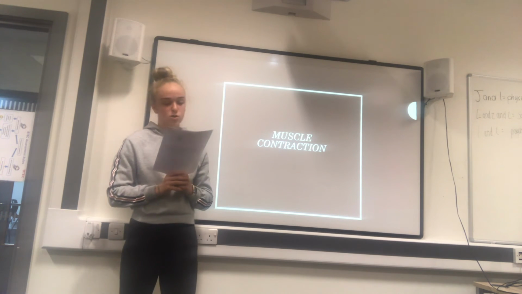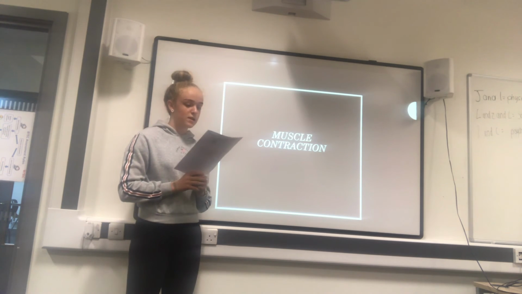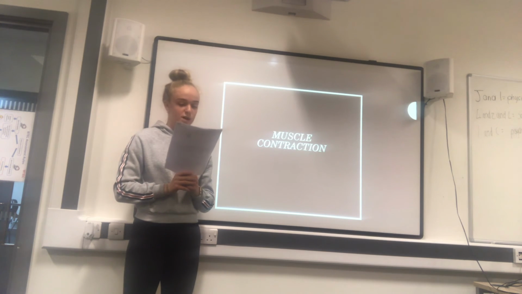Concentric contractions are those which cause the muscle to shorten as it contracts. An example is bending the elbow from straight to fully flexed, causing the concentric contraction of the bicep muscle. Concentric contractions are the most common type of muscle contraction and occur frequently in daily and sporting activities.